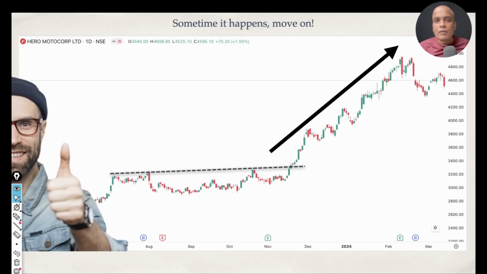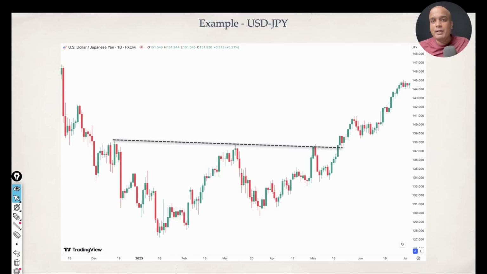Now I will take one more example. So this is USD JPY. See friends, this is a raw pullback trading concept. It works in all the time frames. It works in all the trading instruments as well. Again, this is USD JPY. There is a powerful trend line.